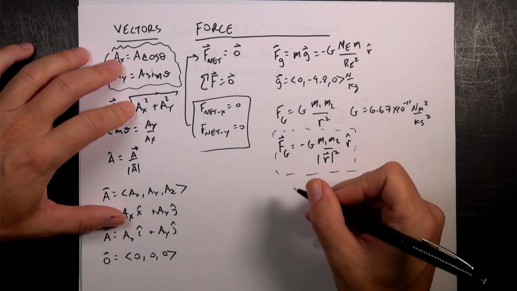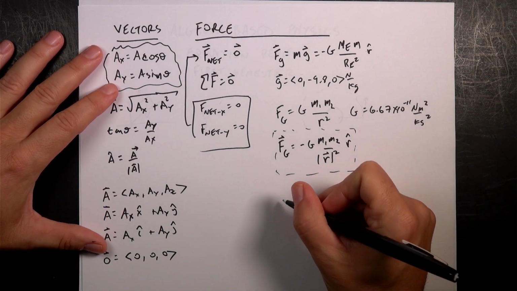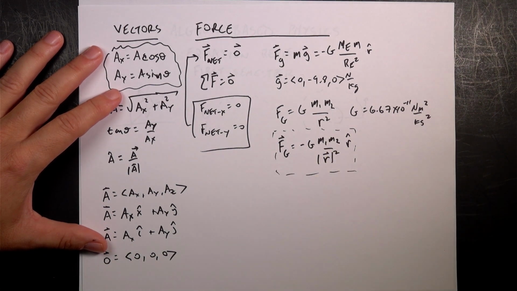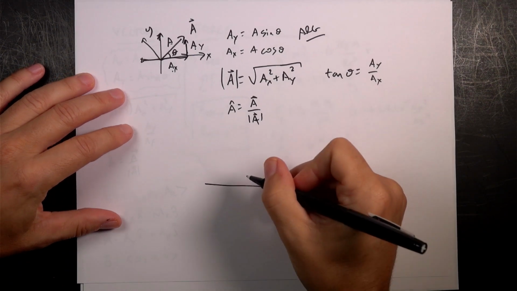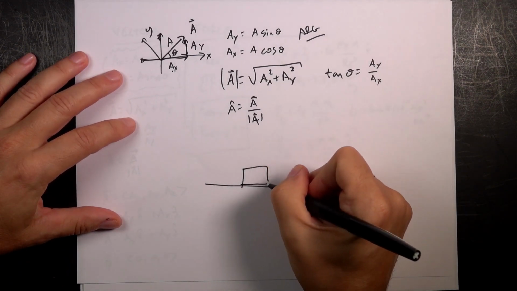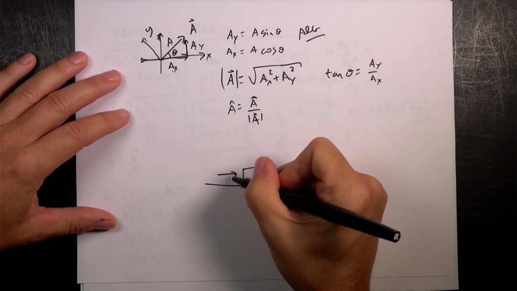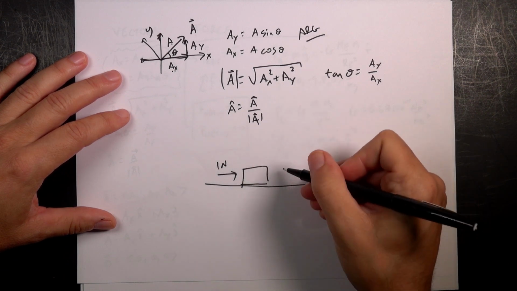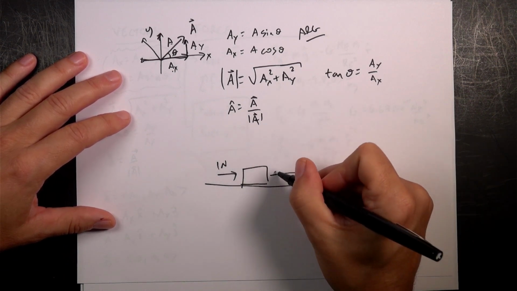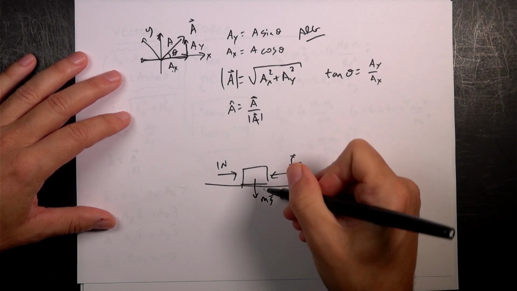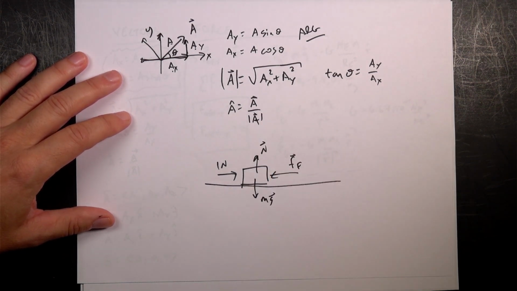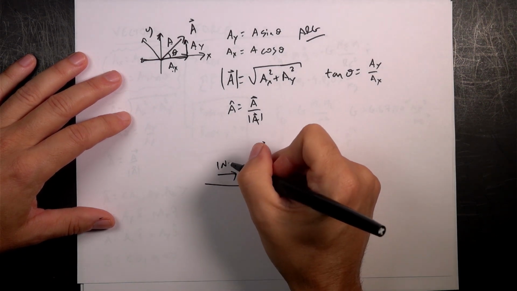Next, we have the friction force. Let's draw a picture. Suppose I have a box on a surface, and I push it with a 1 Newton force going that way, and it doesn't move. Then there has to be a backwards pushing frictional force. So I also have the gravitational force pulling down and the normal force up. And this is 1 Newton x hat. That's a vector.